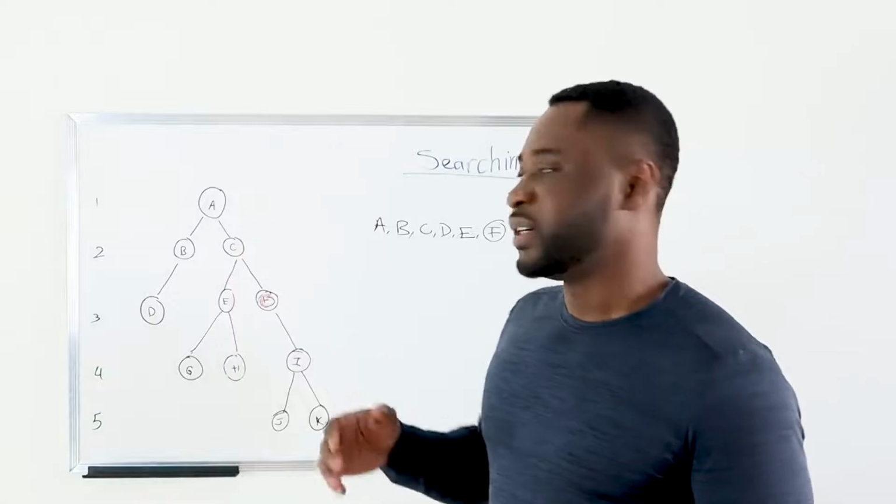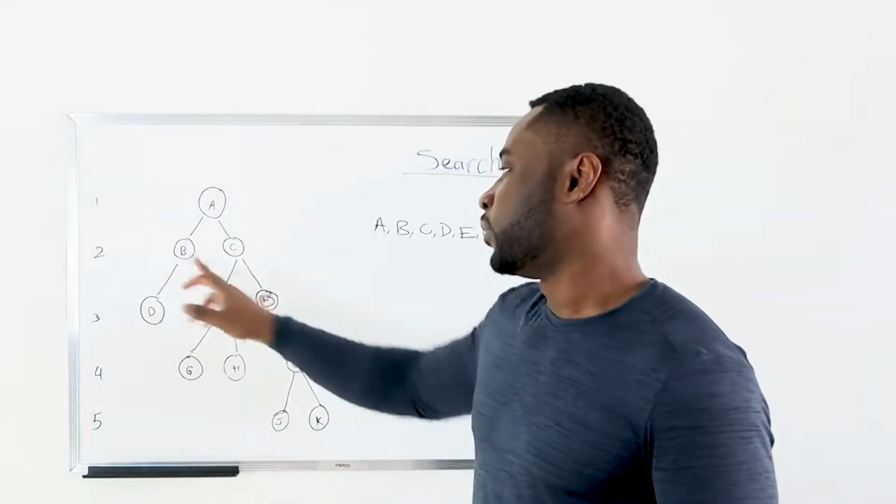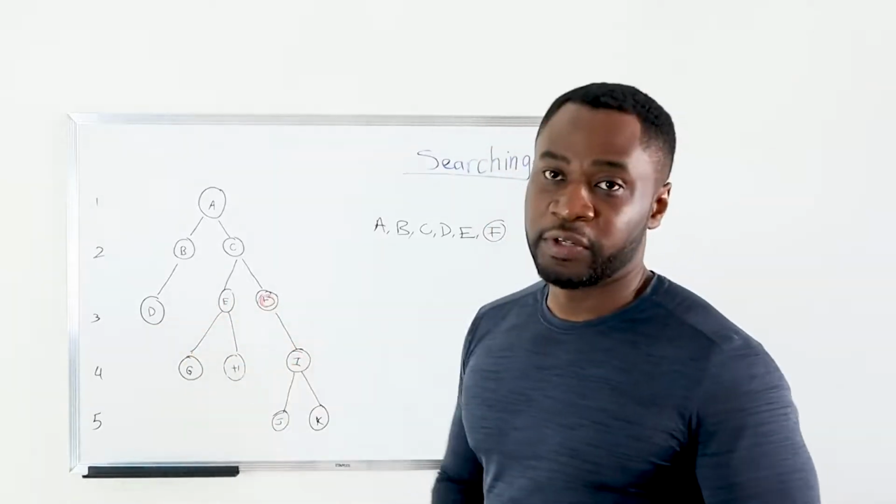This seems quite straightforward. You're basically checking each level, and at each level you're going from left to right, visiting each node until you find what you're looking for.